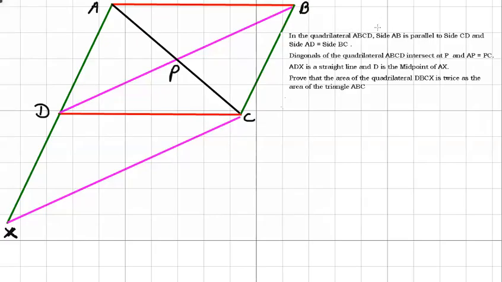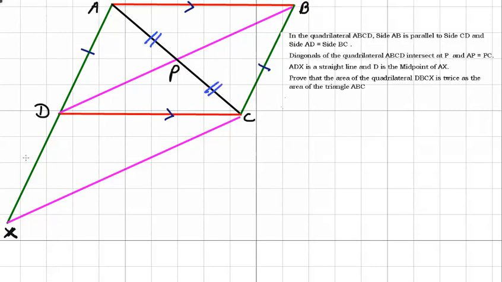So it has been told to us side AB is parallel to side CD. So let's put arrowheads, and AD equals BC. Put a bar. The diagonals of the quadrilateral ABCD intersect at P, and AP is equal to PC.